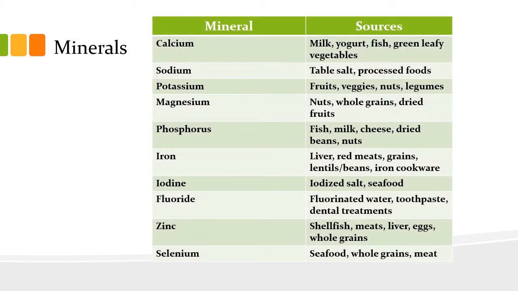This is a helpful chart with a list of minerals and their available sources. Potassium is also found in bananas, and lots of juices are now fortified with extra potassium. Fluoride, we need to take note and ask your patient if they have well water. Someone that has well water, it's not treated with fluoride like city water.